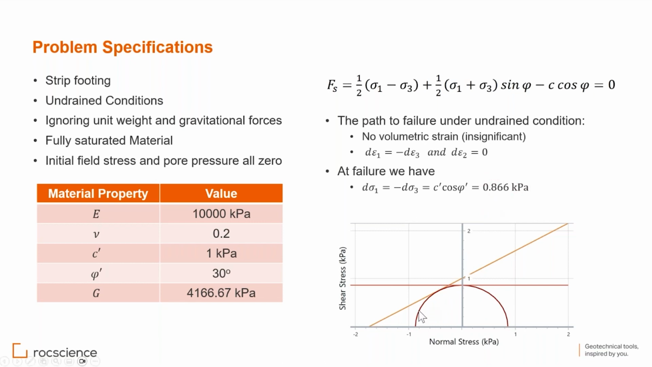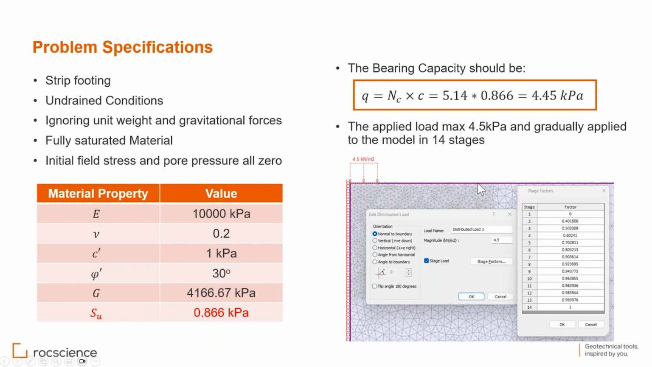If I'm going to represent this material as undrained behavior, the undrained shear strength of it is going to be this value at the top, which is 0.866. So Su is going to be 0.866 for this material in the undrained scenario. Now, looking at bearing capacity for this undrained scenario, from this equation, Q is equal to Nc multiplied by Cu, which is 0.866. It is going to give me the bearing capacity for this one, 4.45 kPa.